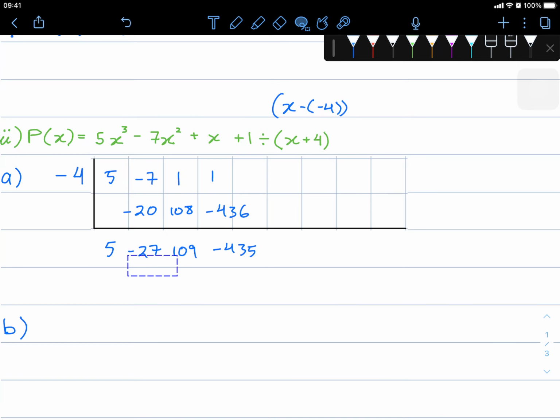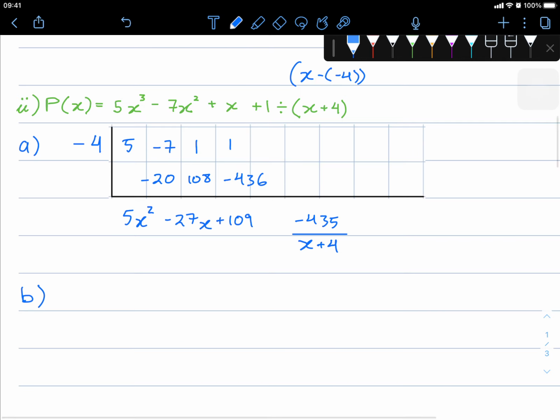and remember that this will always be 1 degree less than our original dividend, x squared, x, whole number, divided by x plus 4. So if we were to substitute p of negative 4 into this function, you'll find that it will actually equal negative 435.